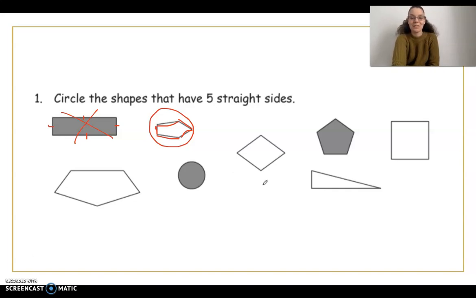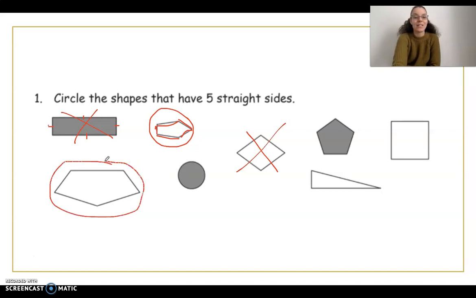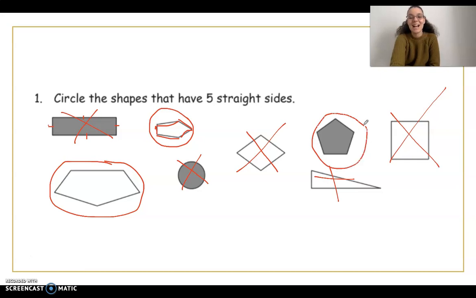All right, I'm showing you the answer in 3, 2, 1. You should have crossed that out. Ding, ding, ding, ding, ding. You should have circled this one. It has 5 straight sides. Cross out the circle. Cross out the triangle. Cross out the square and ding, ding, ding. Another shape with 5 straight sides. Shapes that have 5 straight sides are called pentagons. You just found all the pentagons, and you found the shapes that match the rule, 5 straight sides.